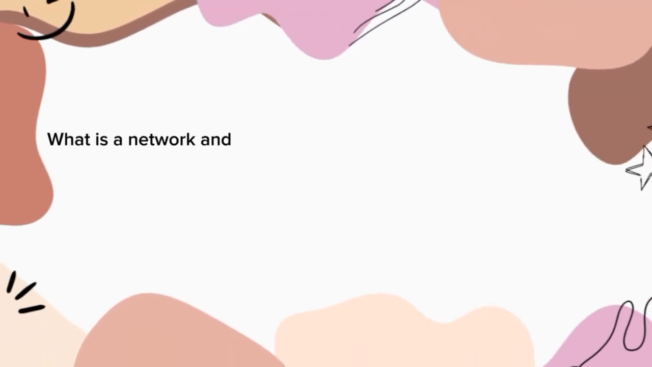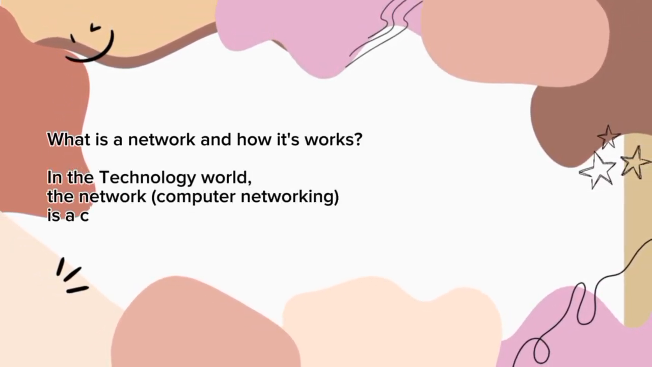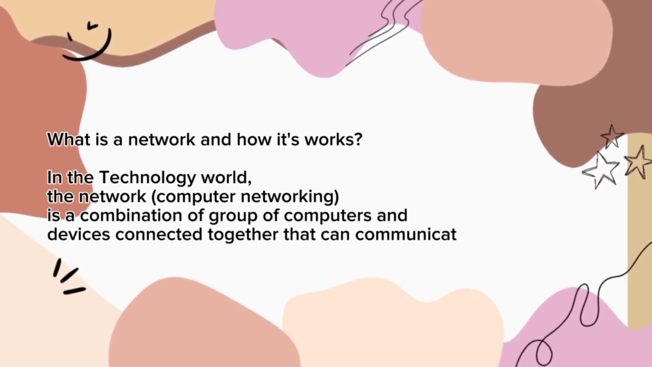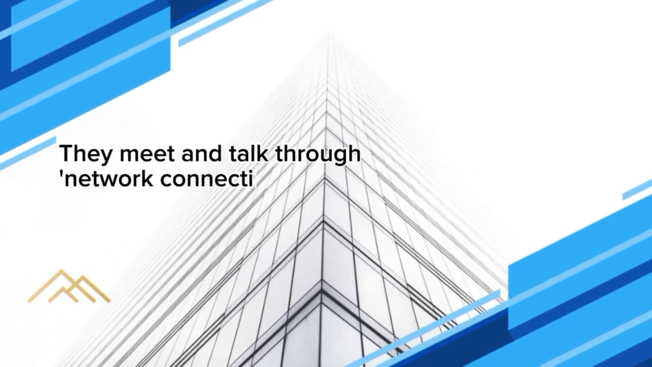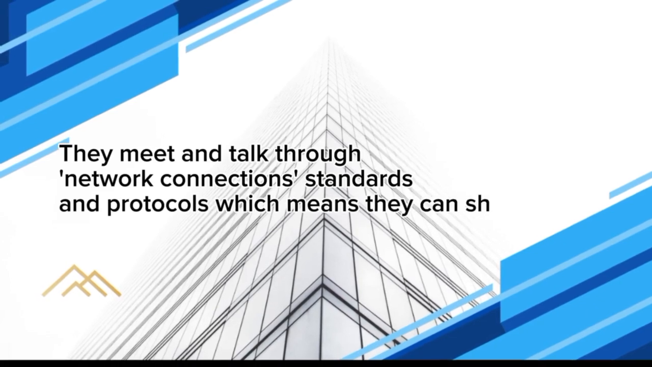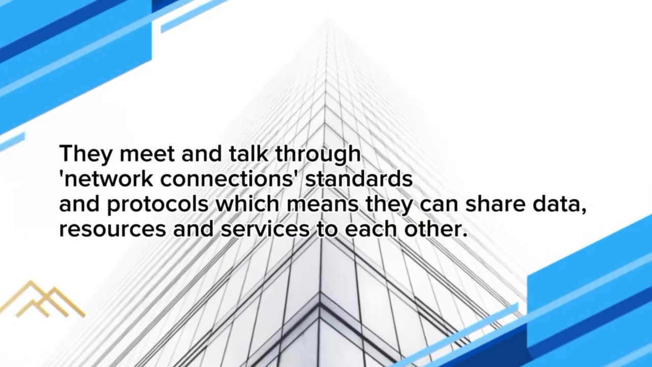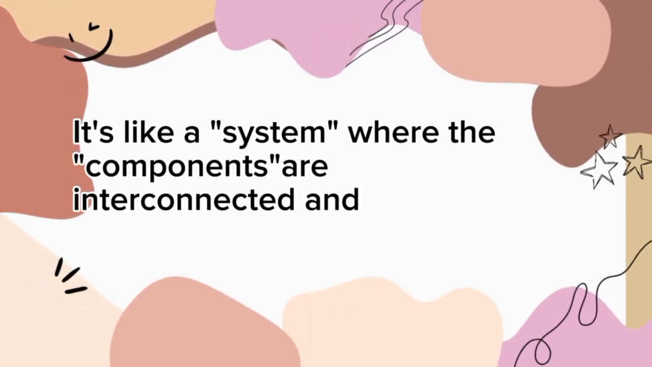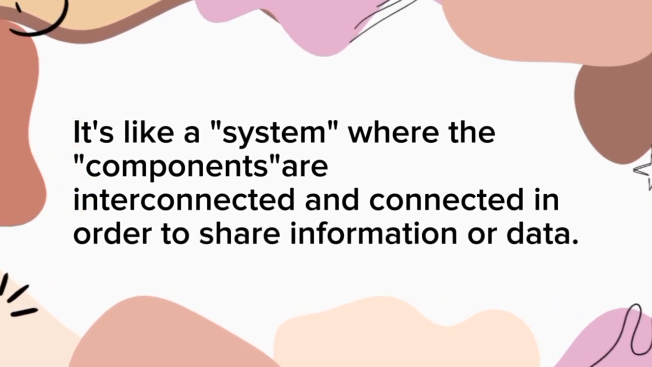What is network and how it works? In the technology world, the network or computer networking is a combination of a group of computers and devices connected together that can communicate with each other. They meet and talk through network connection standards and protocols, which means they can share data, resources, and services to each other. It's like a system where the components are interconnected in order to share information or data.